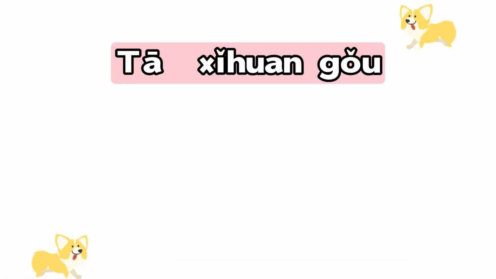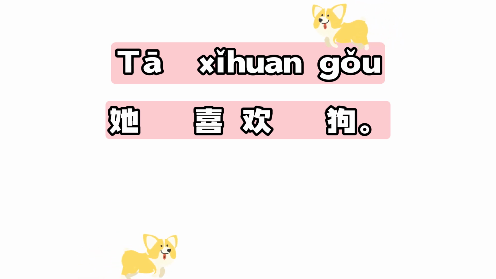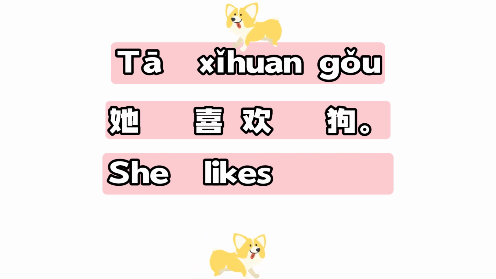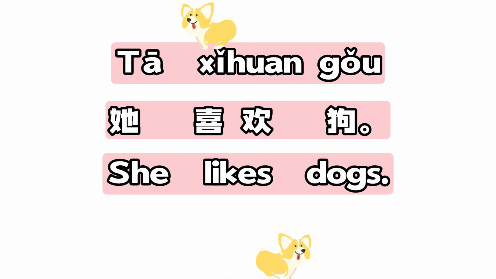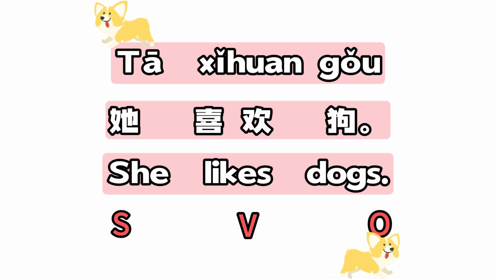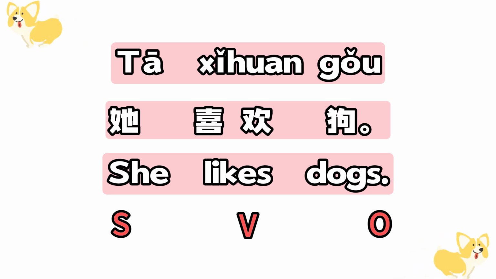Now let's take that same sentence and look at how it works in Mandarin. She likes dogs. 她喜欢狗. 她 means she or her. 喜欢 means likes. 狗 means dogs. Just like English, Mandarin follows a subject, verb, object, SVO structure for statements. Easy enough. Now let's turn it into a yes or no question.